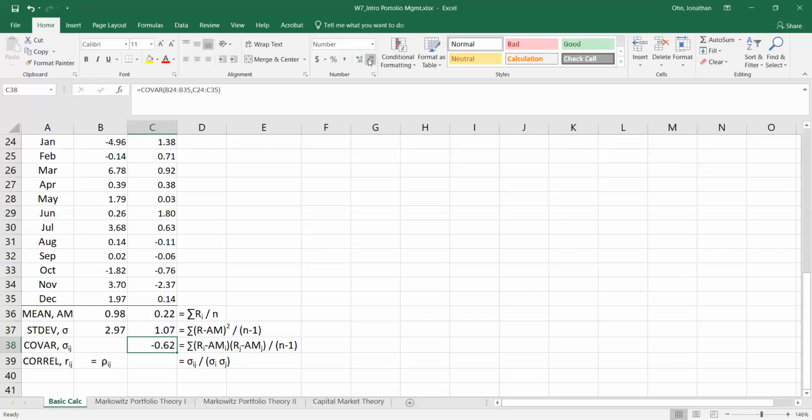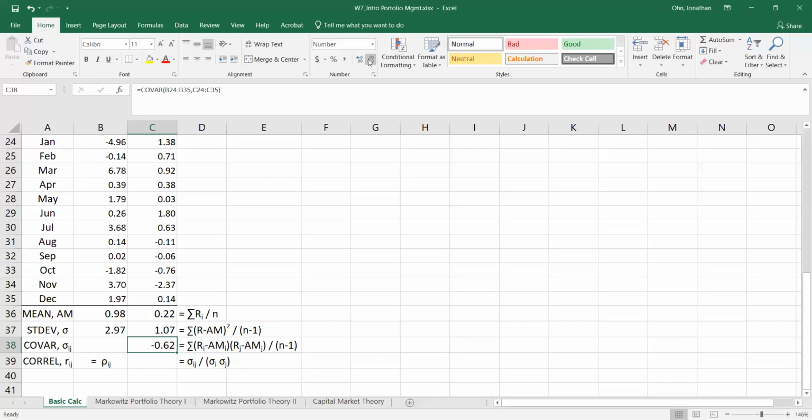So if you have negative correlation or covariance, meaning these two tend to move in the opposite direction, that's a good candidate for investment diversification. You want to include stocks with negative covariance or correlation.